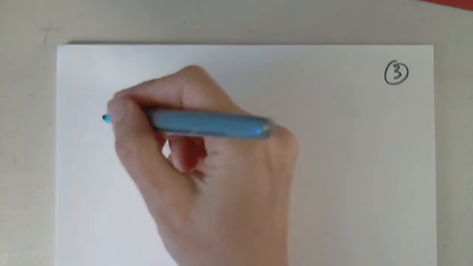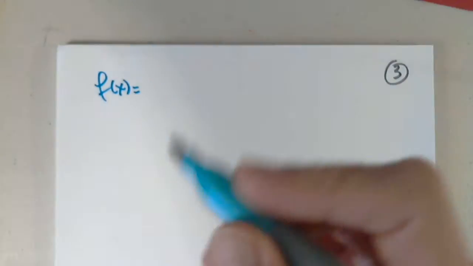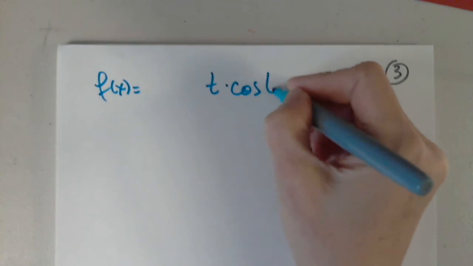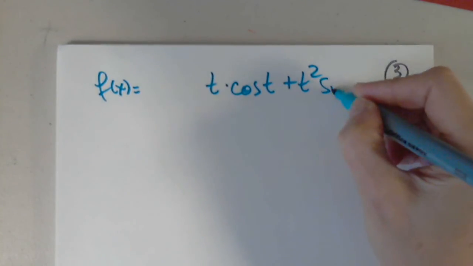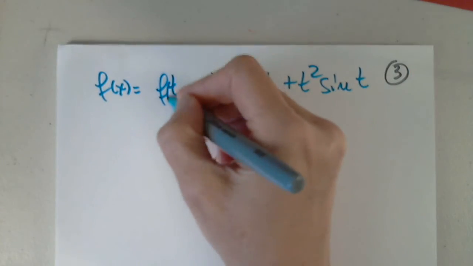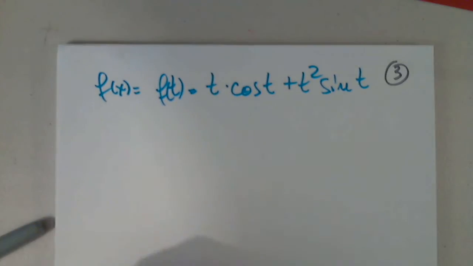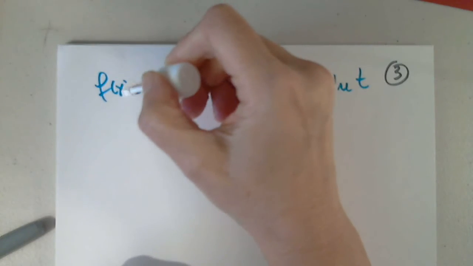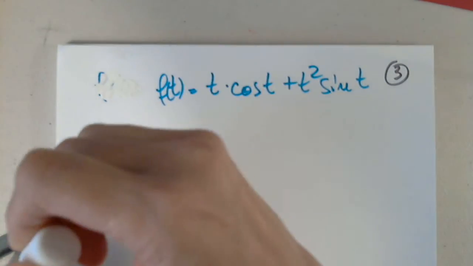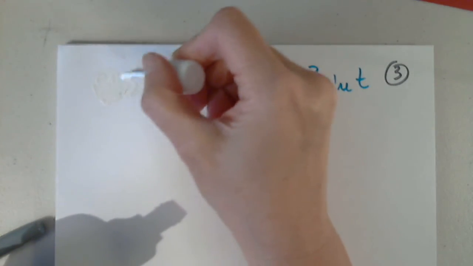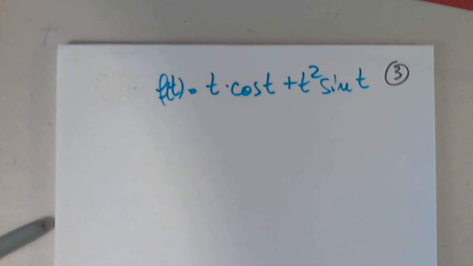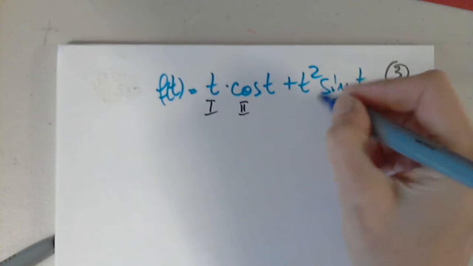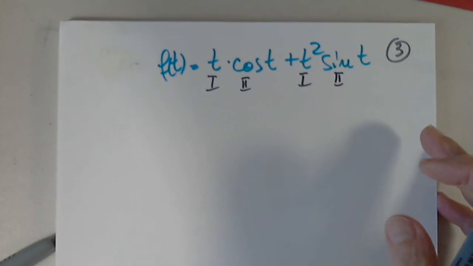Anything else for me? I have another one. Please do. The function is t times cosine t plus t squared sine t. So this is f of t, and we want to differentiate. Perfect. In this situation, we observe that we have two products, so we will have to apply the product rule twice. This is function 1, and this is function 2, function 1, and this is function 2.